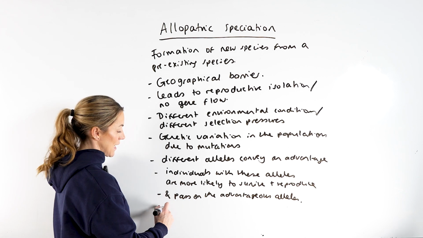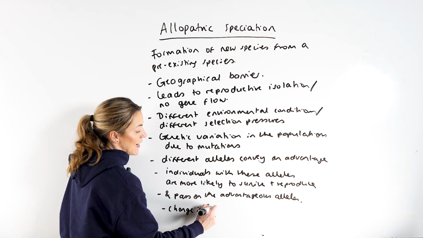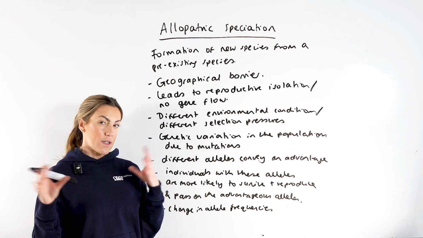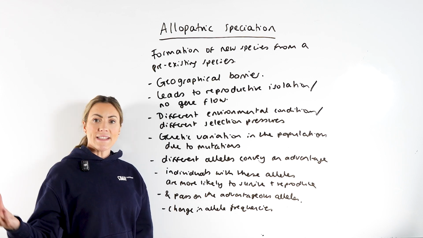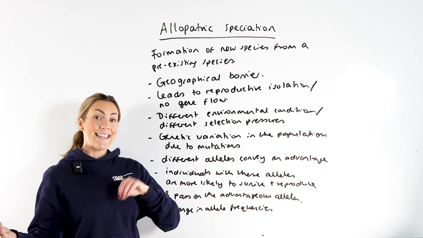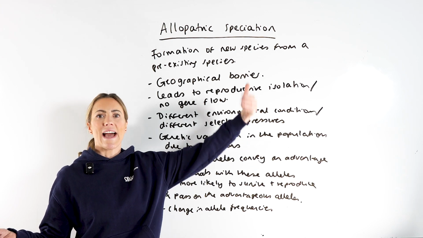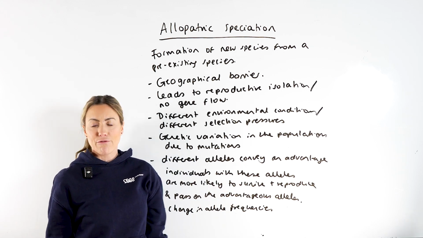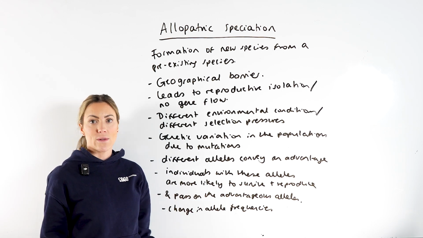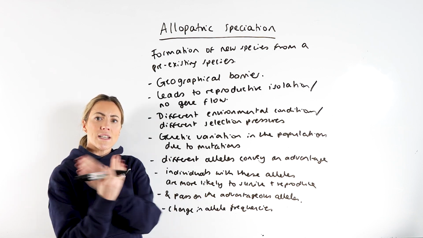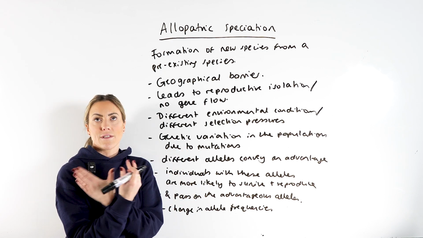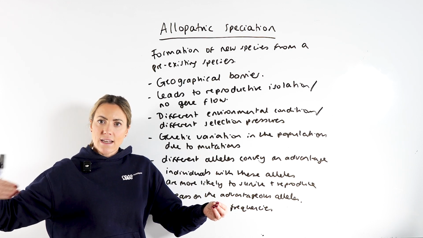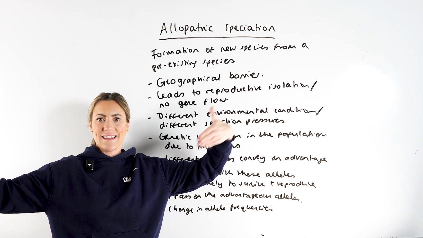So gradually in these two populations, you're going to get a change in allele frequencies. And because the environments or the selection pressures were different for the two different groups, there might be an advantageous allele in this group that increases in frequency and a different advantageous allele in this group that increases in frequency. So the advantageous alleles increase in frequency and the disadvantageous alleles decrease in frequency, or we can just say there's a change in allele frequency. But hopefully you can see that because there's no gene flow, they're reproductively isolated, you're getting more and more changes in the alleles in this group and more changes in the alleles in this group.